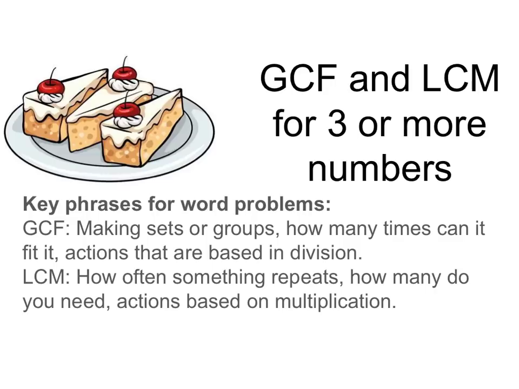So for greatest common factor, remember that's all about making sets or groups out of something, how many times something can fit in. That should say in, not it. And then in general, it's just kind of actions that are based on division. So as you're thinking about it, if it's about dividing something up, that's looking for a greatest common factor. Least common multiple usually has something to do with repeating. How many of something are you going to need? When you think about it, it should feel like you're trying to multiply something. How many times are you going to need to multiply something?